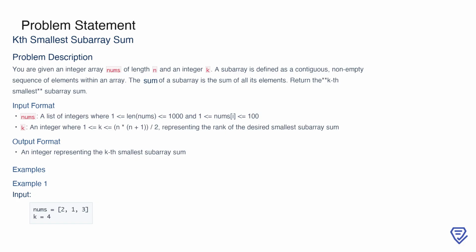The input includes the array nums, which has a length between 1 and 1000, where each element is between 1 and 100. Additionally, you're given a number k, which represents the rank of the smallest subarray sum you need to find. The output will be a single integer representing this Kth smallest sum. Let's look at some examples to clarify the task further.